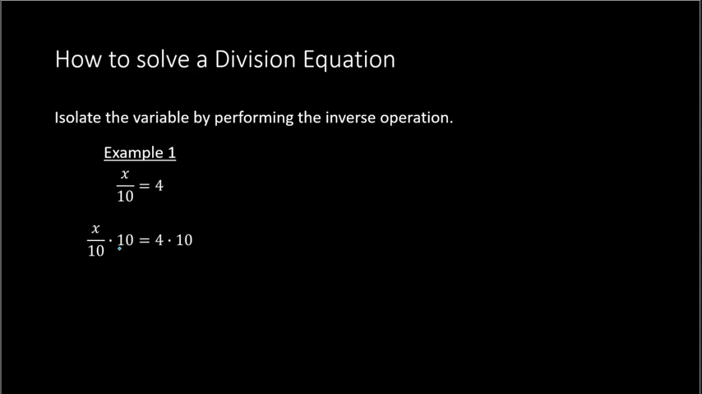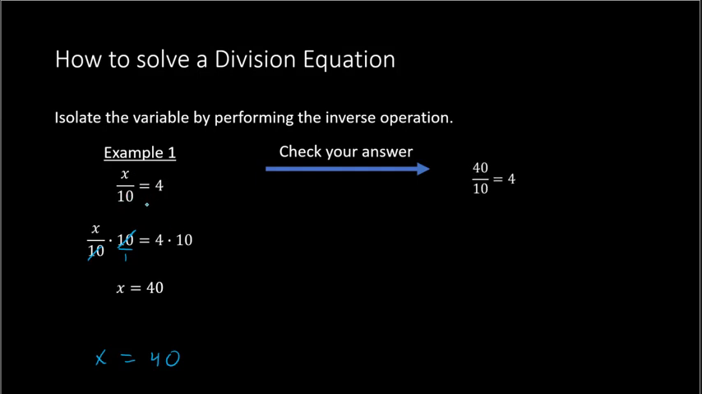When you multiply the left side by 10, or 10 over 1, the 10 on the top divides with the 10 on the bottom, and that gives you just an x. And then on the right, 4 times 10 is 40. So our solution is x equals 40. We can double check our answer by plugging the 40 back in for x into our original equation. So instead of x over 10 equals 4, we have 40 over 10 equals 4. That is a true statement, which means our answer was correct.